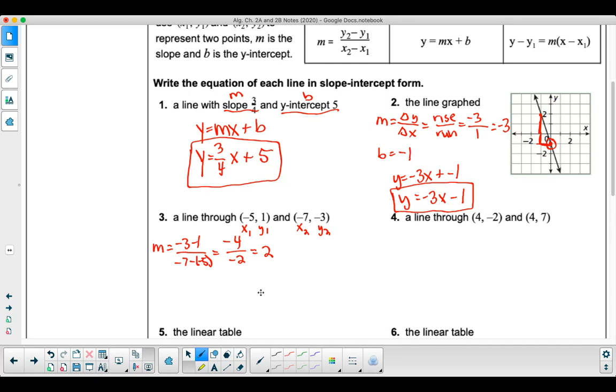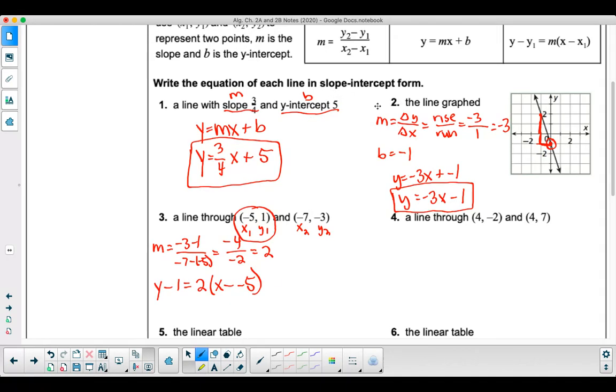So that's my slope. Now I have slope and I have 2 points. In order to write an equation, I can use point slope form if I have slope and at least 1 point. So I'm just going to use my x sub 1, y sub 1 in my point slope form here. So it's going to be y minus y sub 1, which is 1, equals slope 2 times x minus x sub 1, which is negative 5.